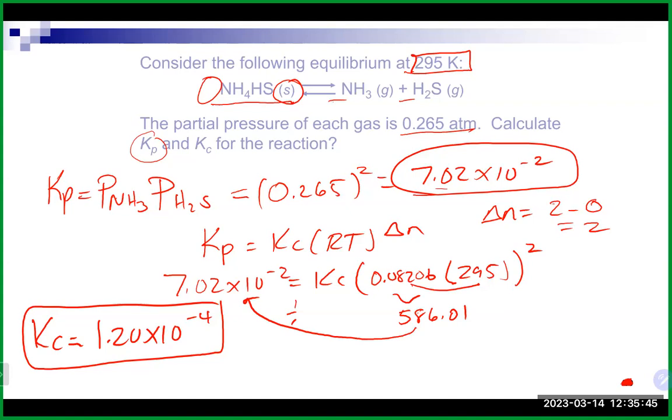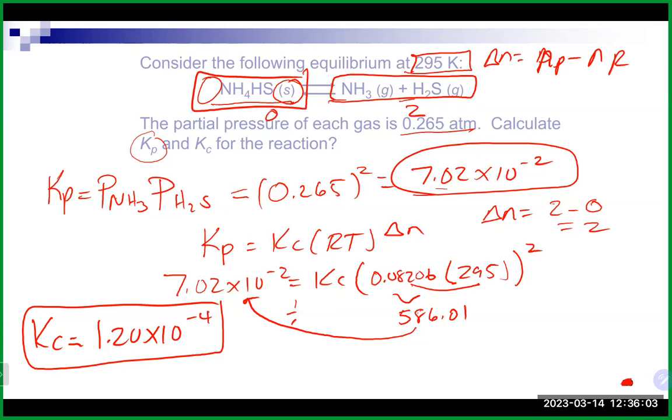Yes. Where did I get the delta N? The delta N is the difference in the number of moles of products minus reactants. So on our product side here, we have 2 gas molecules, and on our reactant side, we have none. Basically, it's all solid. So we basically take products minus reactants.